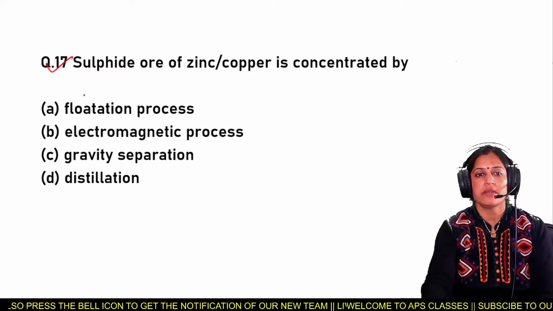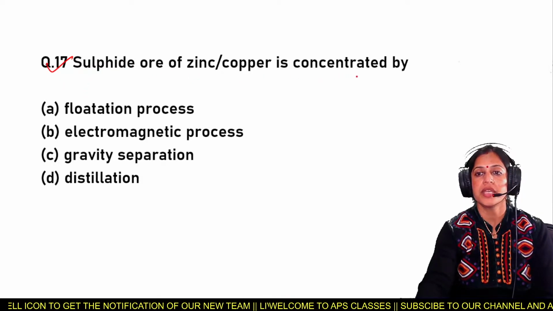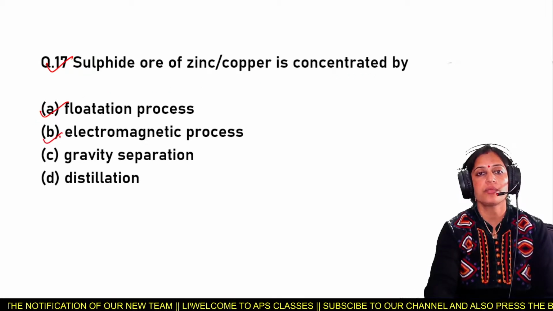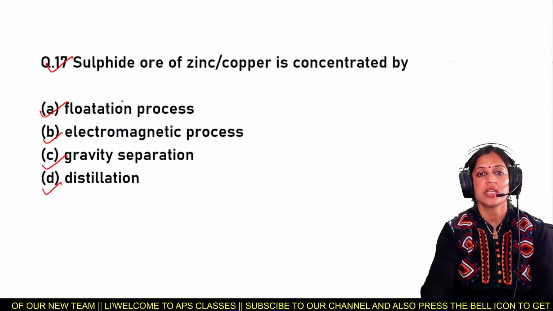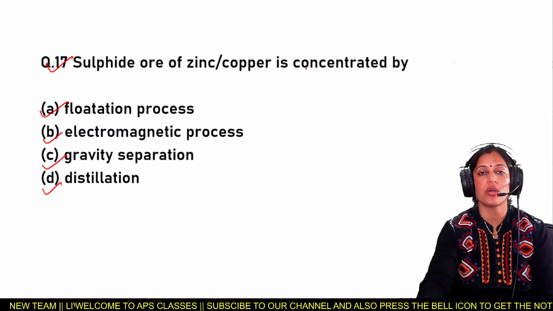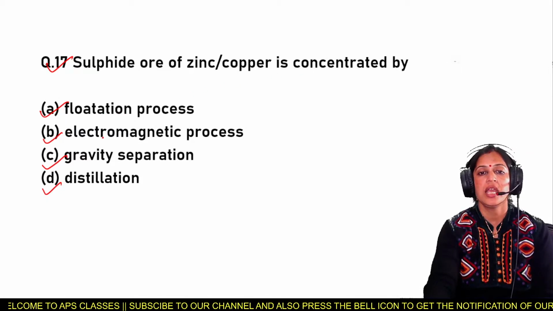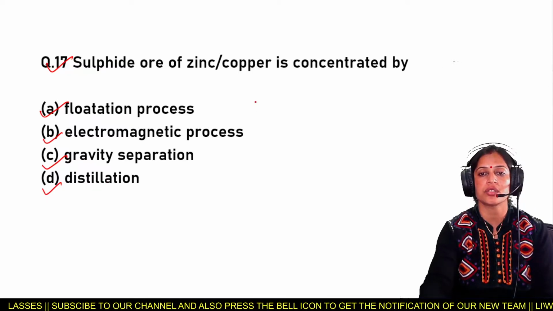Next is question number 17. Sulphide ores of zinc and copper are concentrated by either the froth flotation process, electromagnetic process, gravity separation, or distillation.